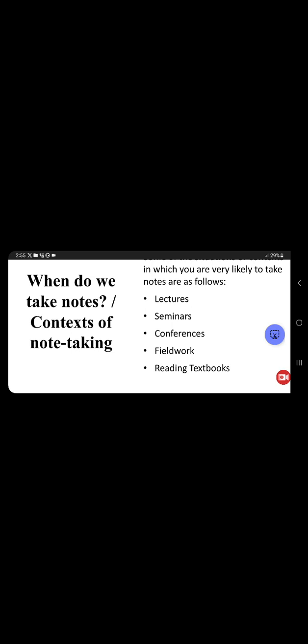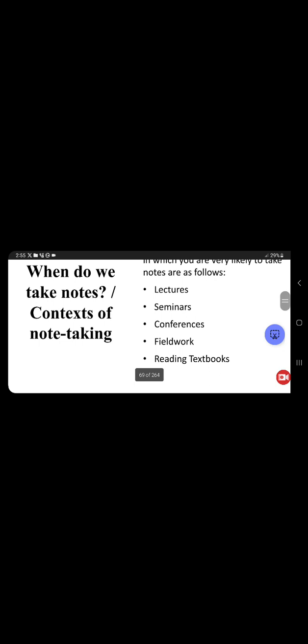And then conferences too is the same, and then field work, especially when you are involved in a survey, where you are to gather first-hand information. That's where you gather first information. Or you do interviews. Whatever the people tell you, you must write them down. So you must take note of it.